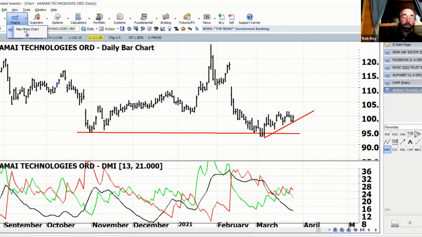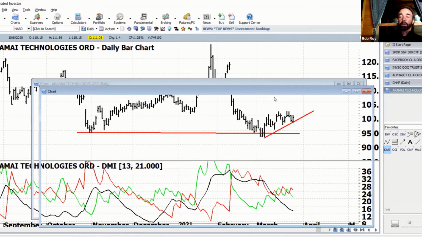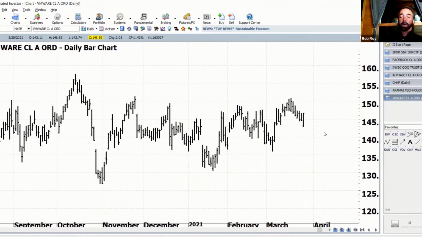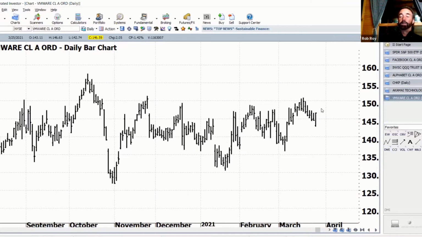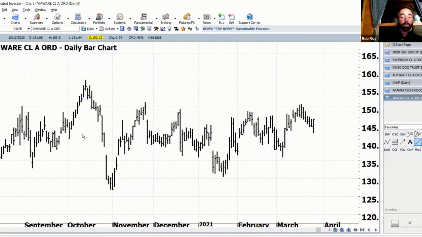So moving to VMW, also been holding in pretty well. Tried 150, couldn't break it again, but has held a nice reverse day, nice outside reversal, closing at the high of the day. So it opened at the low, closed at the high. That's pretty strong from a reversal standpoint. And now we're trying to really focus on holding this 145 level.